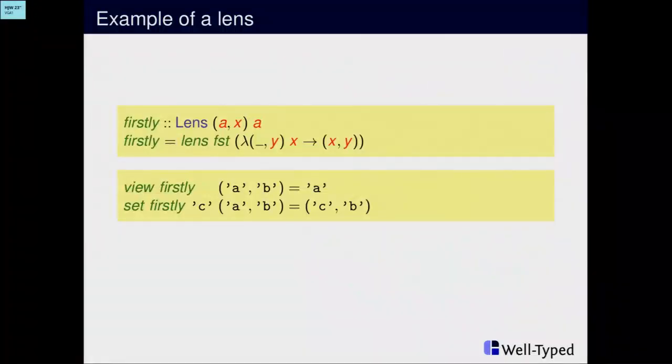Firstly is a lens where the bigger structure is a pair of an A and an X, and it focuses just on the A, the first component. So we can build that using the lowercase lens function. The getter, the function to get the value, is just first projection, and the function to set the updated value simply takes the pair, ignores the first component, and puts in the new value of the second component.